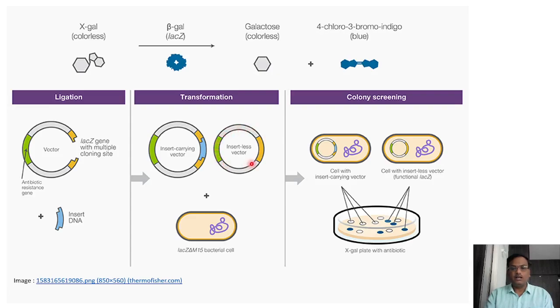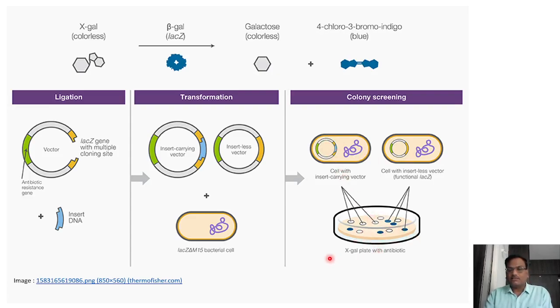Now if the insertion of foreign DNA fails, what happens? This is the vector which has not taken the foreign DNA. So you can see the presence of the lacZ gene here. This is a lacZ gene which is intact. Now imagine the cells which have taken up the insert-less vector, right? So here are the two bacteria. In one we have the recombinant DNA and in another we have the vector without the foreign DNA, so without recombinant DNA.